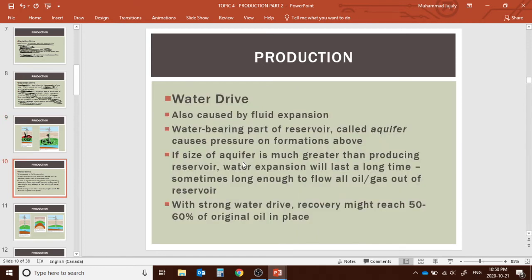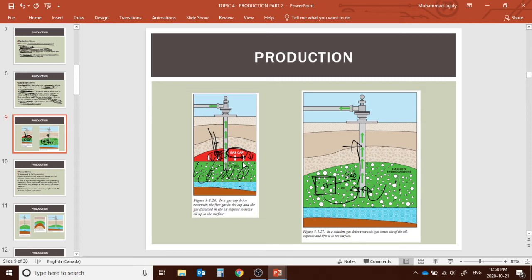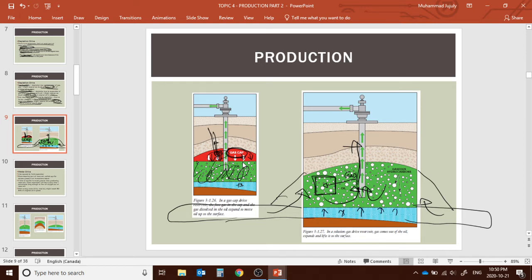Water drive. Now, how can this water give the pressure? Just imagine this water is not ending here. It has a big aquifer. An aquifer is kind of like a huge underground lake. So the more oil you take out, it is creating a vacuum. So what happens? The water comes in and fills up the gap, right? And that's how it creates a pressure from the bottom.